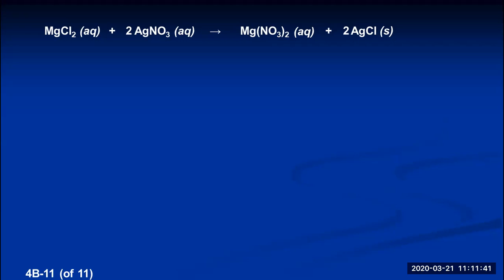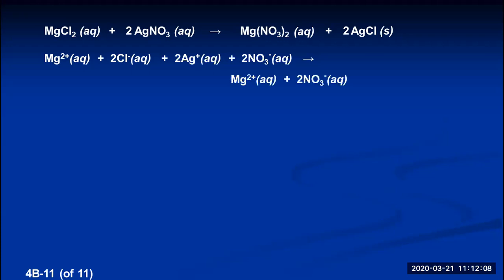To write this in ionic form, we would dissociate each of the soluble ionic compounds because they're strong electrolytes. Magnesium chloride should be written as a magnesium +2 ion and 2 chloride ions. Silver nitrate dissociates into a silver ion and a nitrate ion, but because there's a 2 in the balanced equation, you have to double each of those, and you're going to have 2 silver ions and 2 nitrate ions. On the product side, the magnesium nitrate will dissociate into 1 magnesium ion and 2 nitrate ions. And then the whole point of this, the precipitates are solids. They don't dissolve in water. They don't dissociate. They stay bonded together. So it'll be 2 AgCl solid.